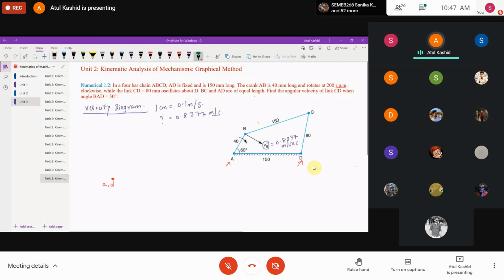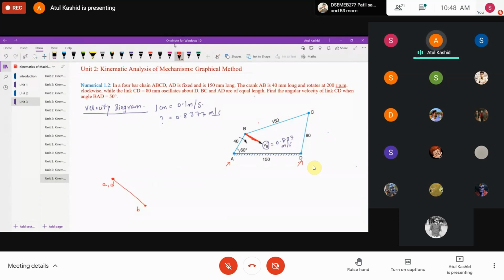If I want to draw the directions, for the link AB, the direction of velocity will be perpendicular. For link BC, the direction of velocity will be perpendicular. For link CD, the direction will be perpendicular, right? So remember this thing, the directions of the velocity will be perpendicular to the link, right? Now we know this velocity of B is pointing in the downward direction. So I will go downwards, right? So this is my point B over here, right?